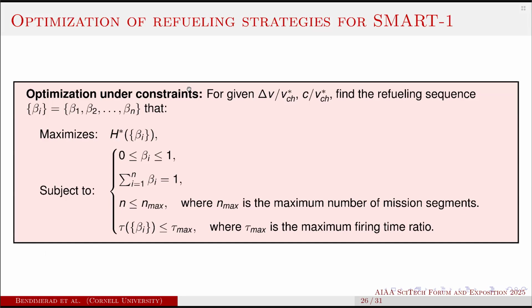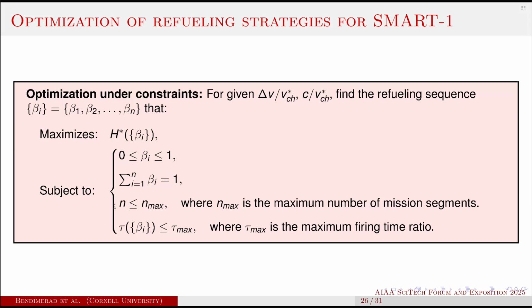Then we define this optimization under constraints problem. That is, for given values of delta V normalized by the characteristic velocity and the specific impulse normalized by the characteristic velocity, find the refueling sequence beta I between 1 and n that maximizes the normalized payload and structure mass, subject to the following constraints. The first constraint is that all the coefficients must be between 0 and 1, and the sum of the coefficients must be equal to 1.